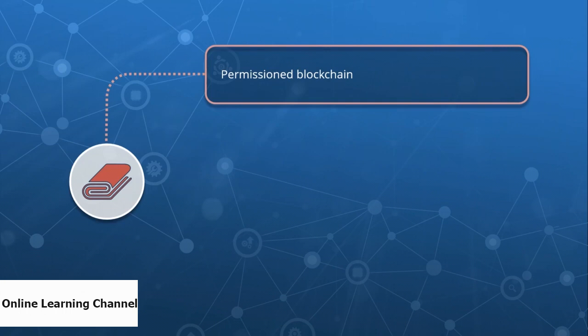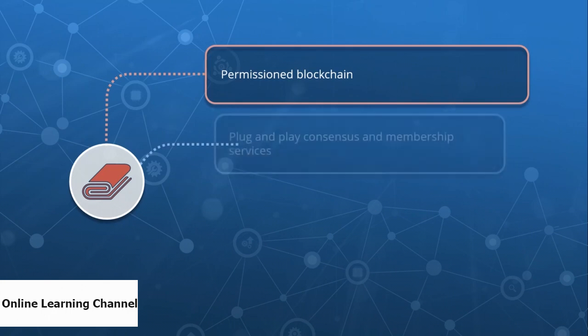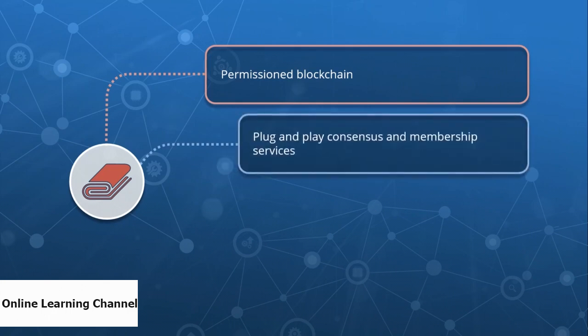Fabric offers a lot of flexibility when it comes to the consensus mechanism as well as membership services. Membership services determine who exactly has access to the network. So Fabric is by no means a public blockchain network, but is very much a private one where you can control who exactly gets to participate.